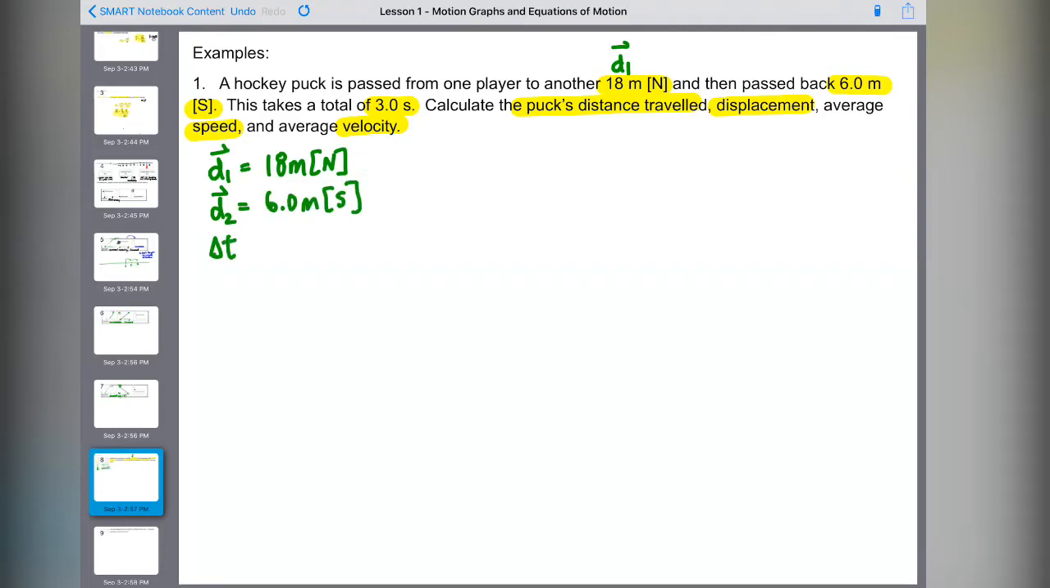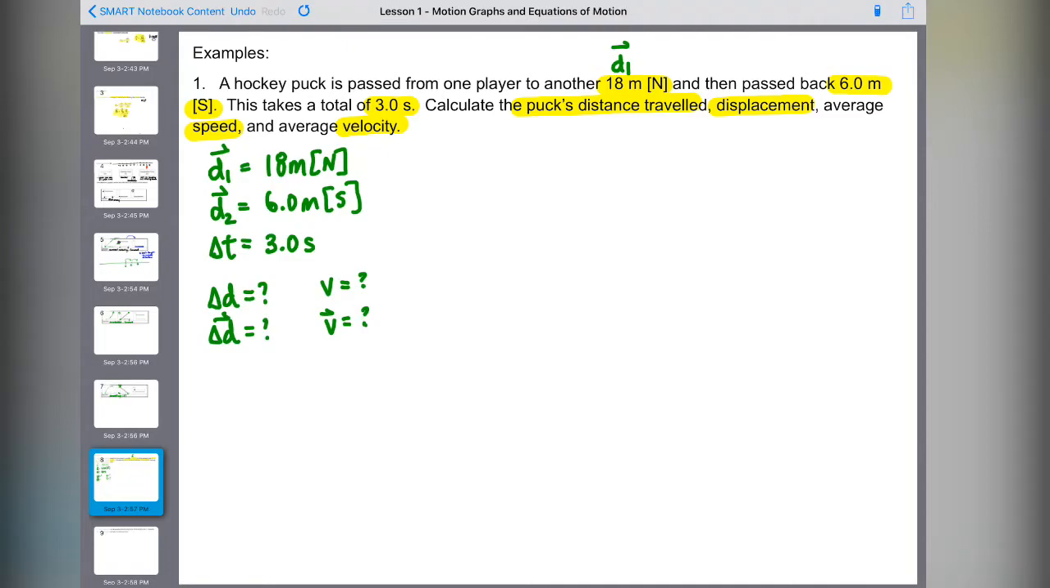And it takes a total, meaning your time, delta T, 3.0 seconds. Calculate the distance traveled, which is delta D, the displacement, the speed goes with the distance, and the velocity goes with the displacement. So there's actually 4 things that I need.